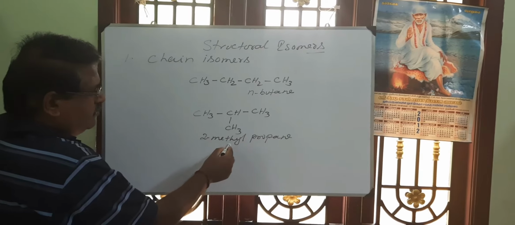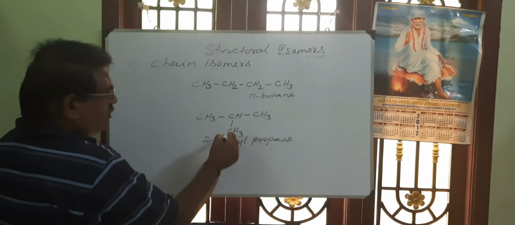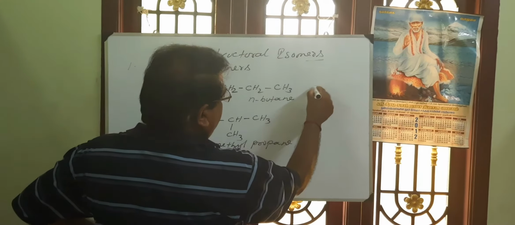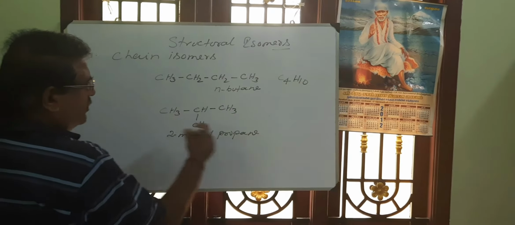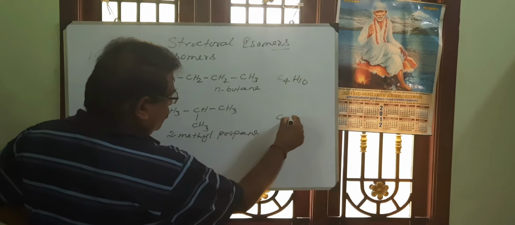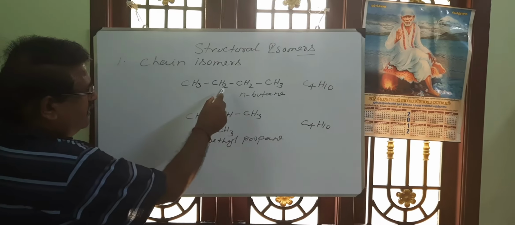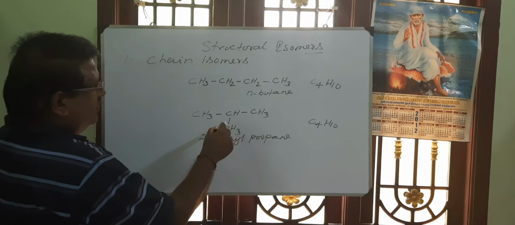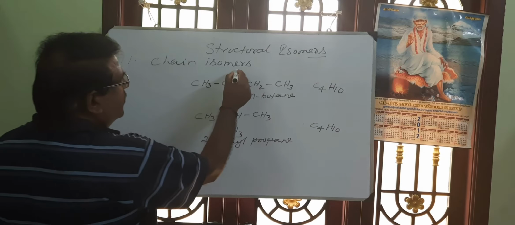n-Butane and 2-methylpropane are chain isomers because the two molecules have identical molecular formula, C4H10. Here also the molecular formula is C4H10. So identical molecular formula but differing in the carbon chain. This type of structural isomer is called chain isomers.